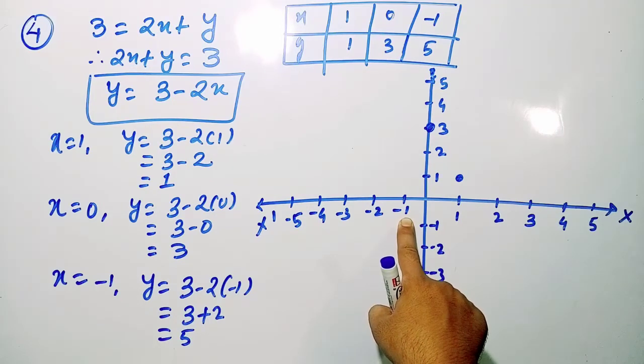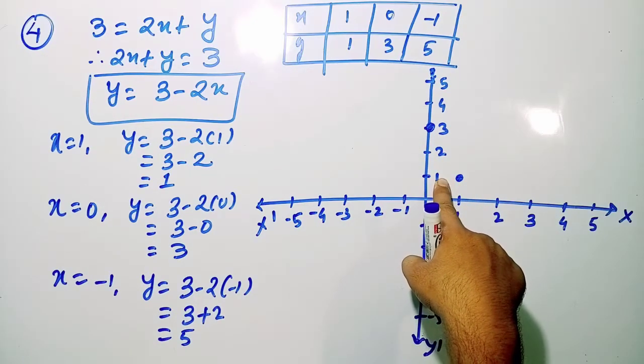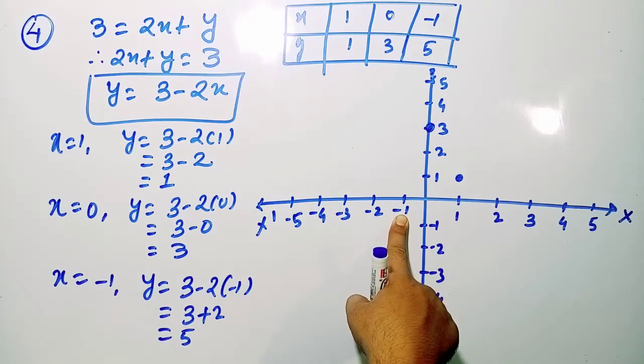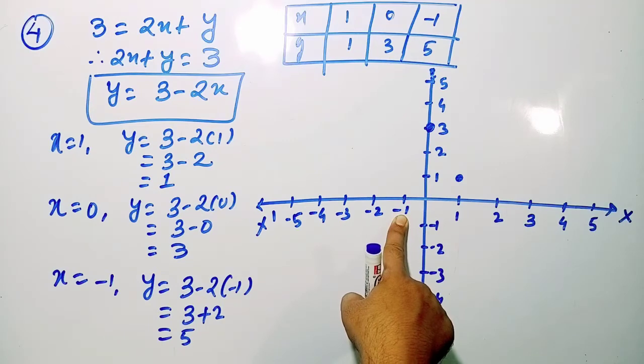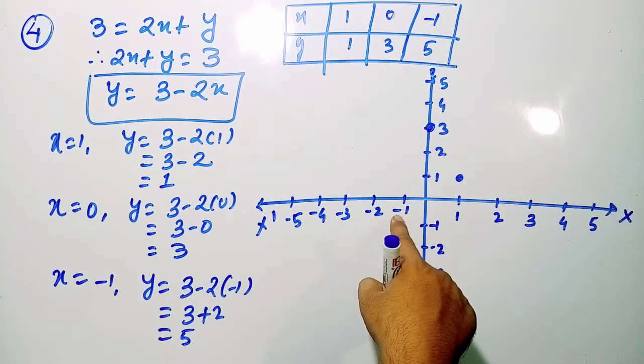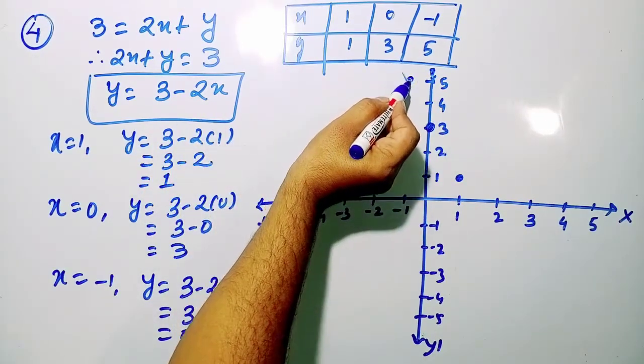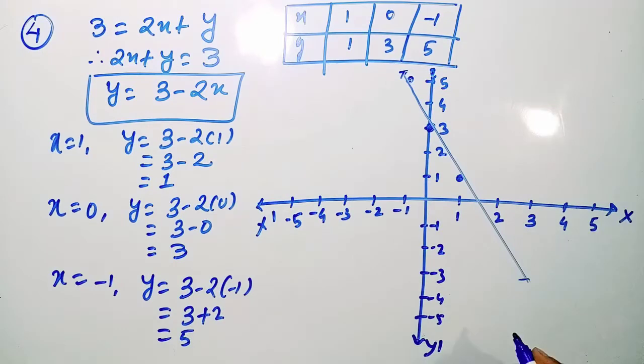So minus 1 over here, and y is what, students? 5, means the positive side. Understood? x is minus 1 and y is 5. So it will be in the second quadrant. So we will write on the top, x is minus 1 and y is 5. See, it will be here. So again we are getting collinear points. So this line represents what? 3 is equal to 2x plus y. Okay students, now moving to the next question.